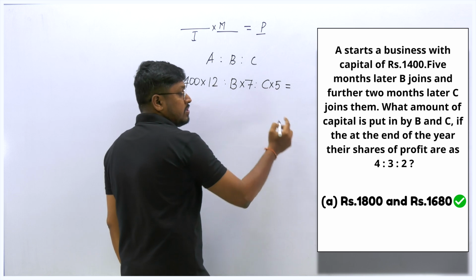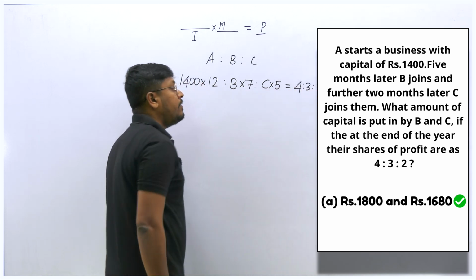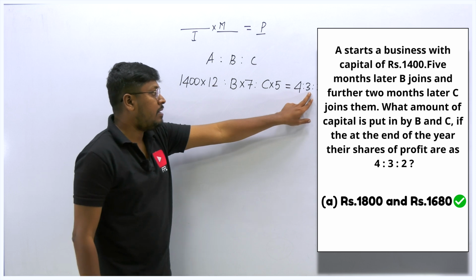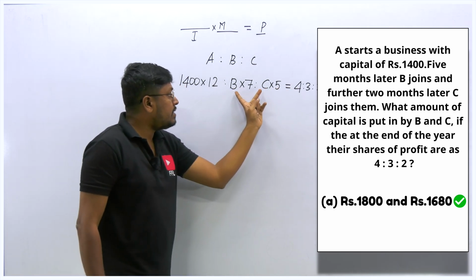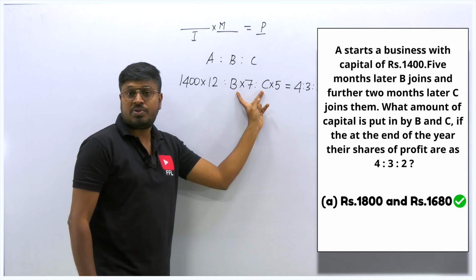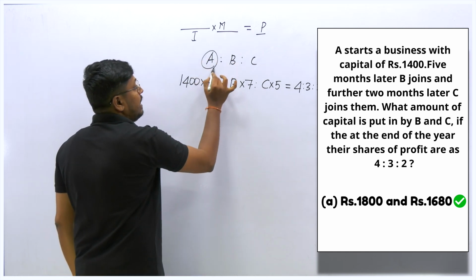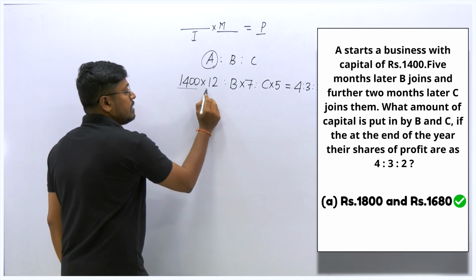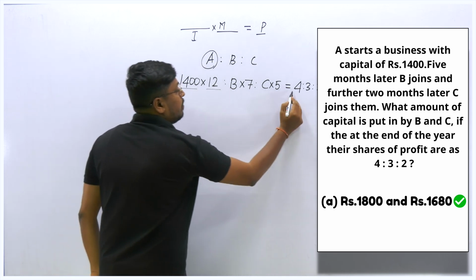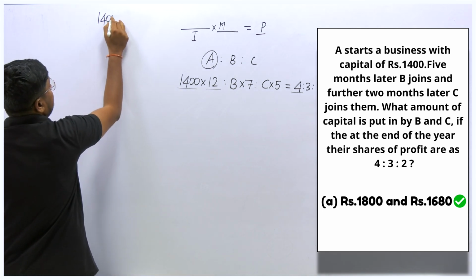The profit ratio they have given is 4:3:2, right? The profit ratio is given and the investment is also given, but the investments of two persons, B and C, are not given. For the person A, all the values are given. See, this is the investment of A, this is the months he was in the business, and the profit is also given. What we can do is 1400 is A's investment.